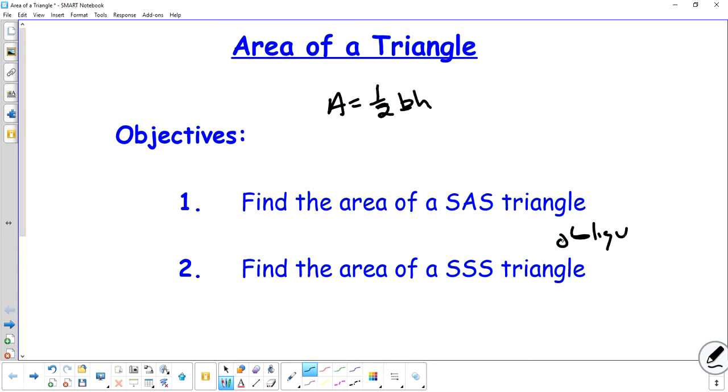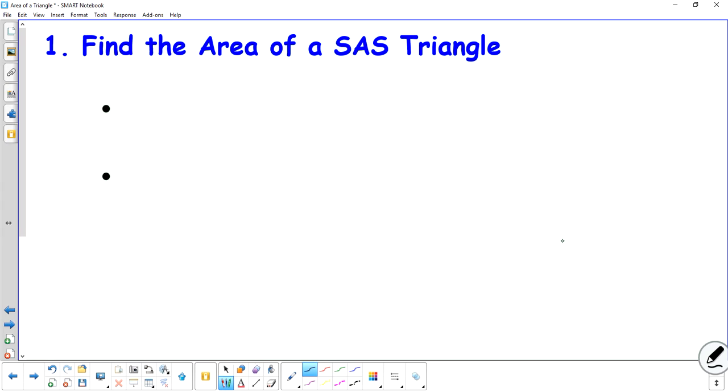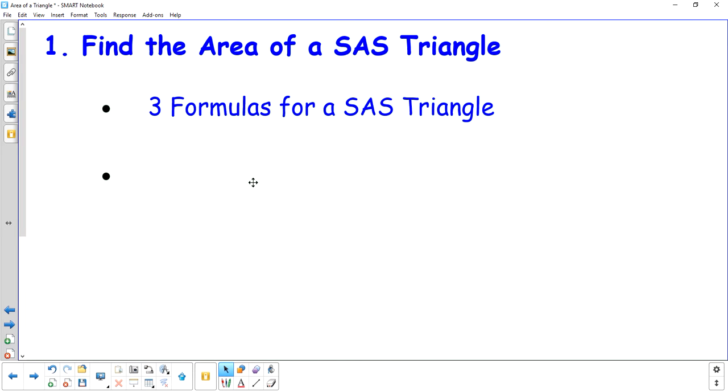The other thing is we call these oblique triangles. Not really important, but just something to keep in mind. The first formula we have when we talk about a side angle side triangle is there's going to be three formulas, just like there is for law of cosines. They're essentially the same formula, just written three different ways depending on what you're given.